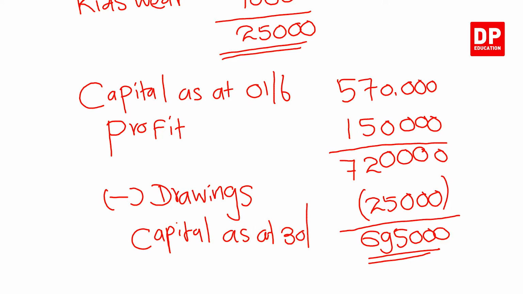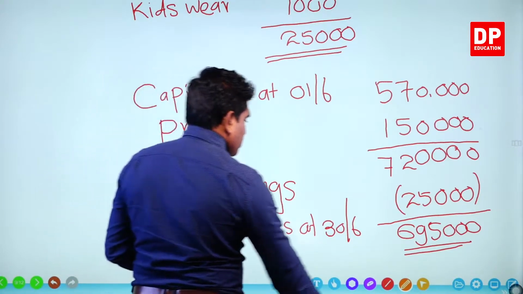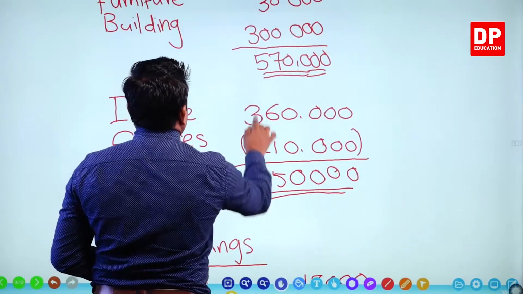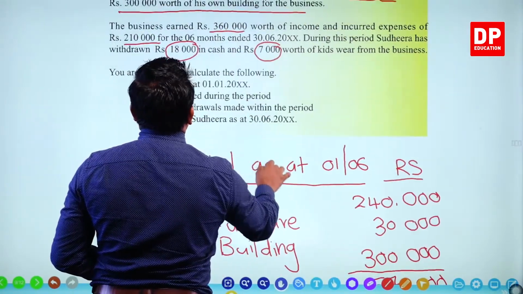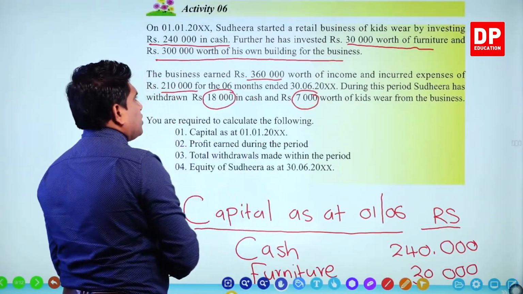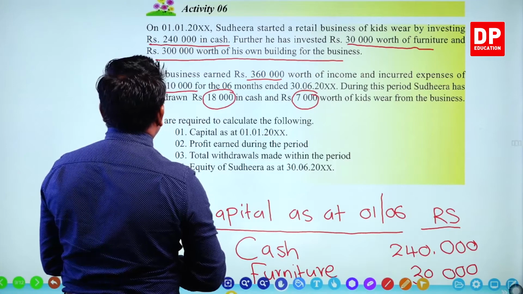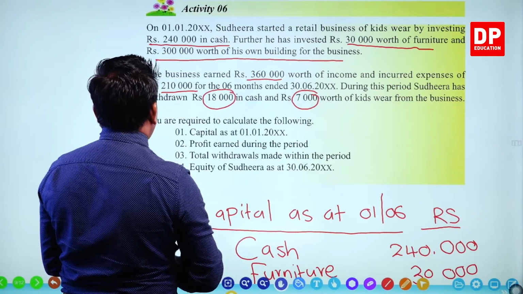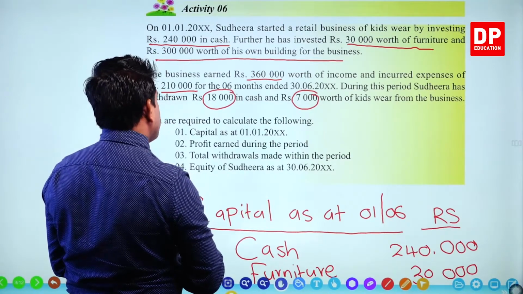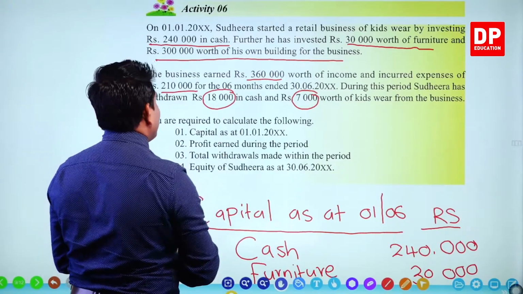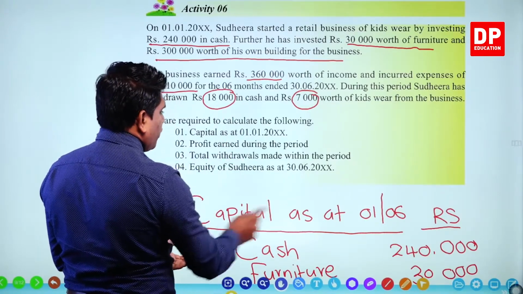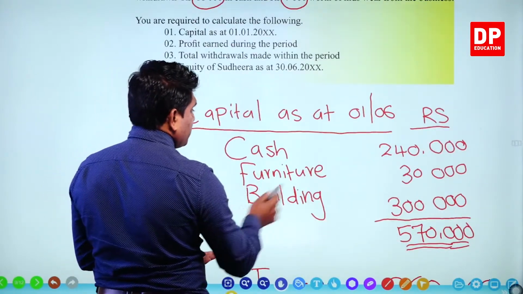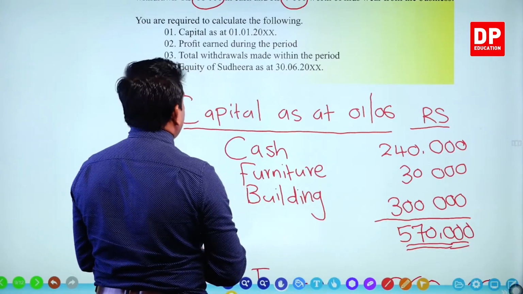Now again I'll revise all the answers we have found. The question is this. Sudhir started the retail business of kids wear by investing 240,000 in cash. Further, he has invested 30,000 worth of furniture and his own building worth 300,000 for the business. This total is called what? 240,000 cash, furniture 30,000, 300,000 building. Total equity 570,000.